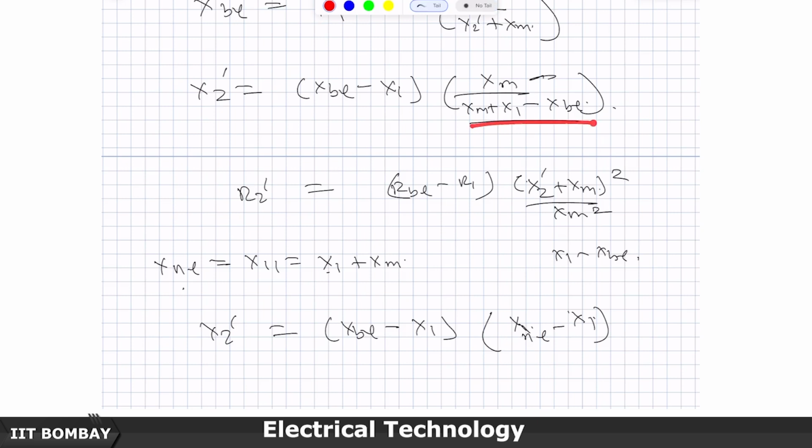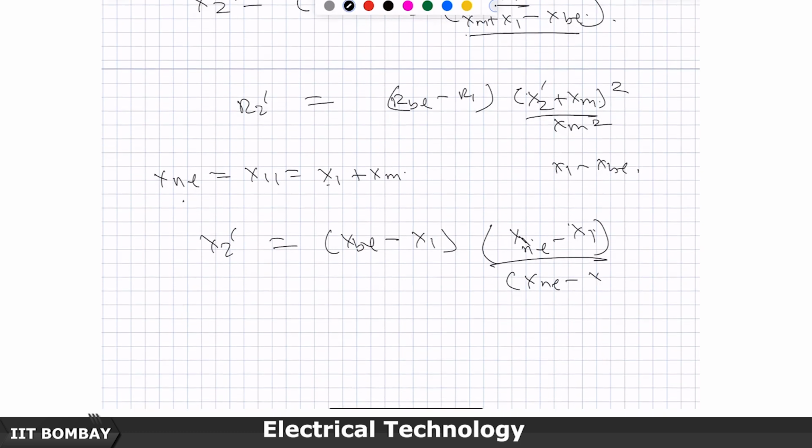Slight things you have to just carefully work out: x_m plus x1, so we are substituting for x_m as x_NL minus x1 plus x1. So, therefore, x1 will vanish and this will become x_NL minus x_BL. Now, the point is we are still not able to separate out the distinction between x1 and x2'. This is not very apparent from here.